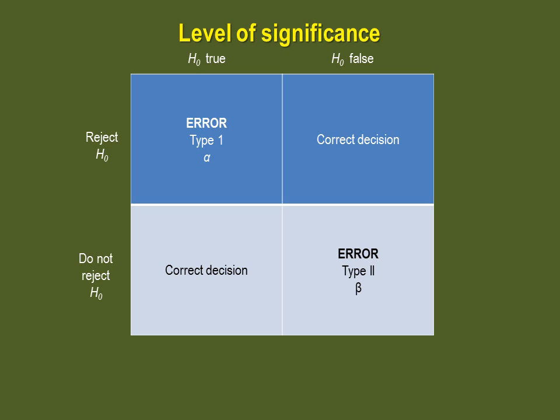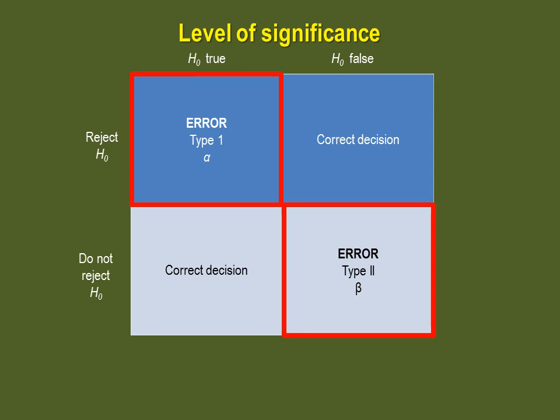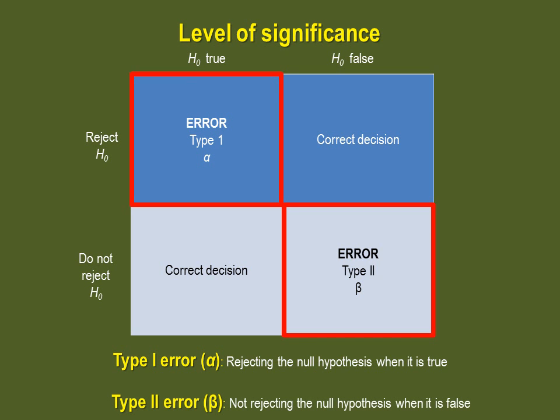Take a look at this table. We can see that there are 4 possible outcomes, 2 of them leading to a correct decision, 2 of them leading to an error. A type 1 error is when you reject the null hypothesis when it is actually true. And a type 2 error is when you do not reject the null hypothesis when it is actually false.